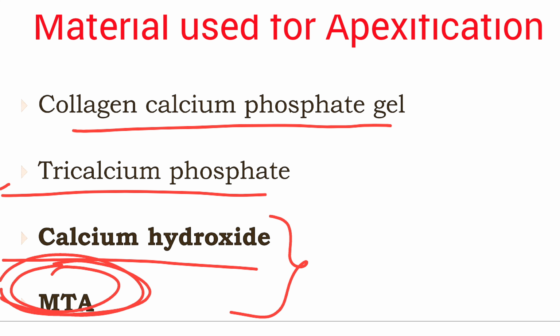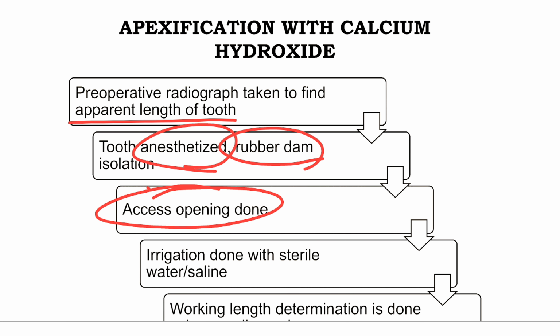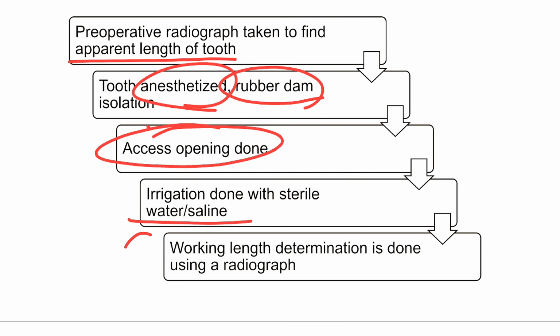Now we are going to see the apexification procedure with the help of calcium hydroxide. First we take a preoperative radiograph to find the apparent length of the tooth. Then we anesthetize the tooth and place a rubber dam isolation. Then we do an access opening. We irrigate the canal with sterile water or normal saline. After that we move forward to working length determination with the help of a radiograph or an apex locator. These days apex locators are quite common.